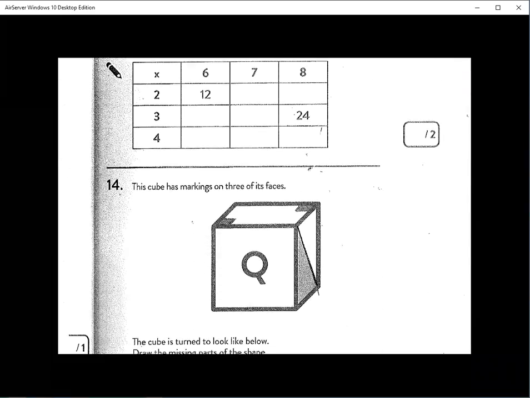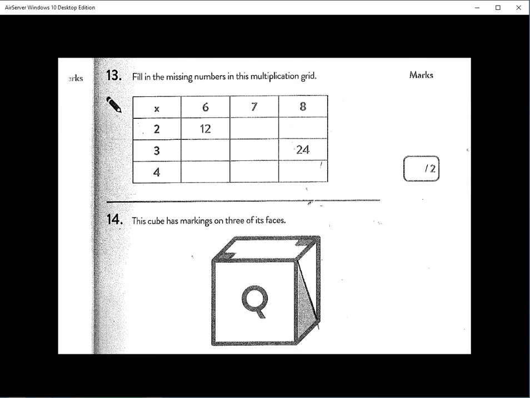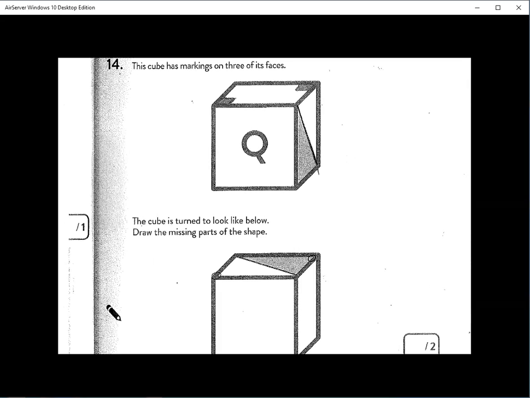We'll jump on to question number 13. Off you go. I'm filling in the missing numbers in this multiplication grid. 2 times 6 is 12, 2 times 7 is 14, 2 times 8 is 16. 3 times 6 is 18, 3 times 7 is 21. 4 times 6 is 24, 4 times 7 is 28, 4 times 8 is 32. The 30 is looking a bit funky. Sorry, change it. Okay.